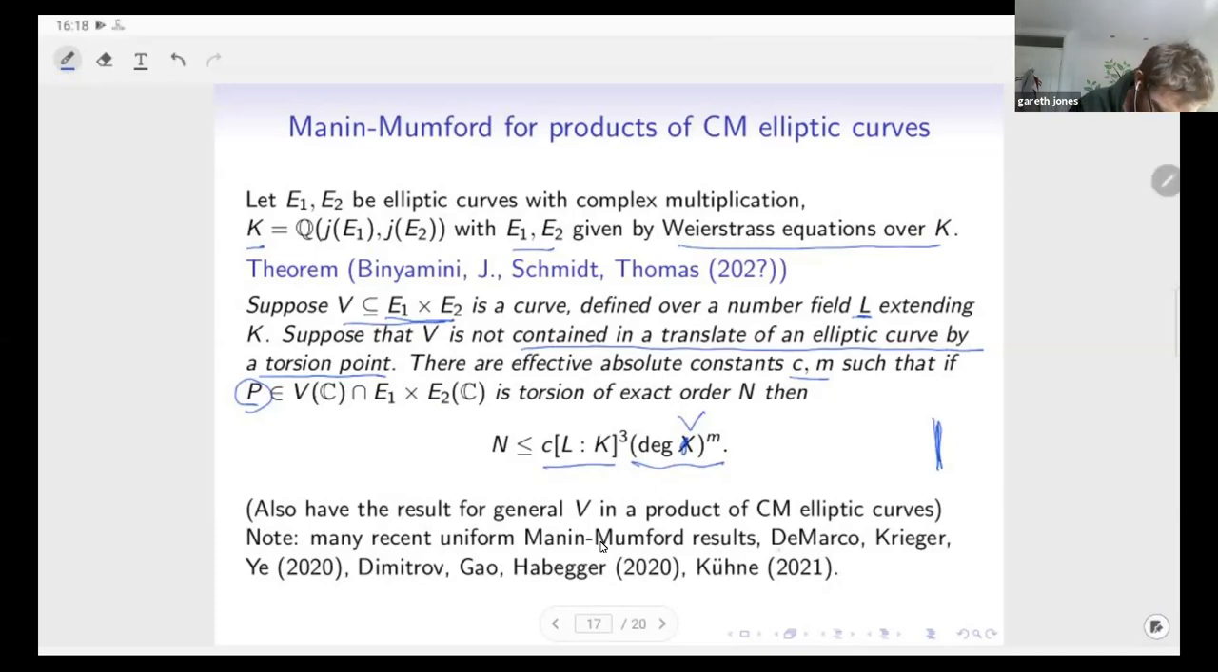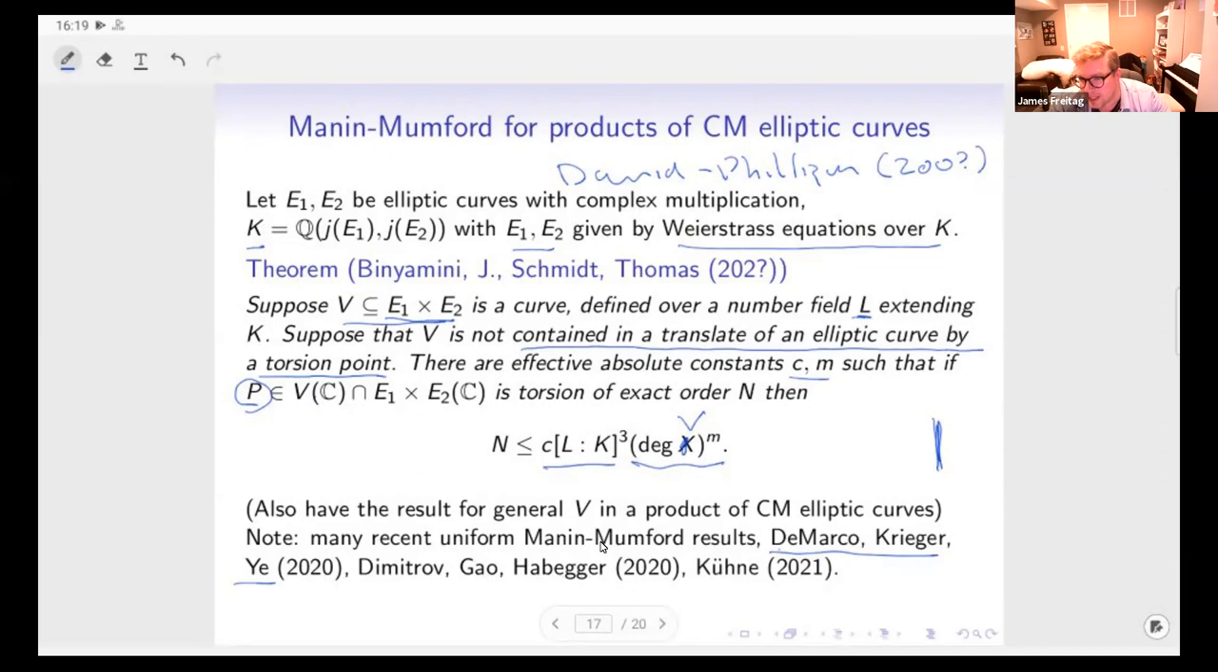So at least I can say something for this one. Actually, there's another one I should mention that came much earlier. That's David Philippon, which is from like 2000 something. And so the DeMarco, Krieger, Ye result, I can't state it exactly, but roughly, if you have a curve in a product of two elliptic curves, there are some extra assumptions, but then there'll be a uniform bound on the number of torsion points on the curve. You mean, so it doesn't depend on the degree of L over K? That's right. It doesn't depend on the degree of the field.